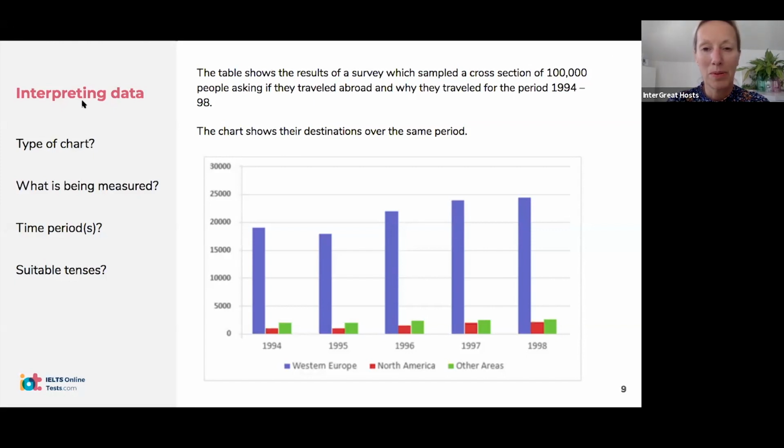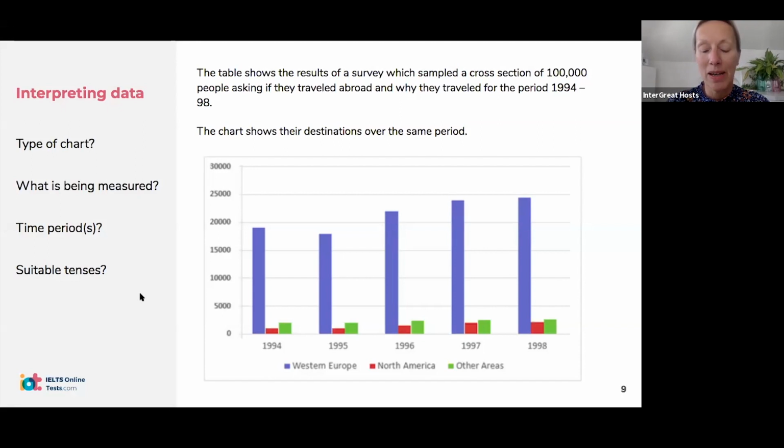Yeah, number of people doing what? Yeah, so people traveling, it's their destinations, that's right. Okay, so that's the focus of this bar chart. So the time period is what? Yes, it's the same as before, 1994 to 1998, so therefore it will be the past tense.